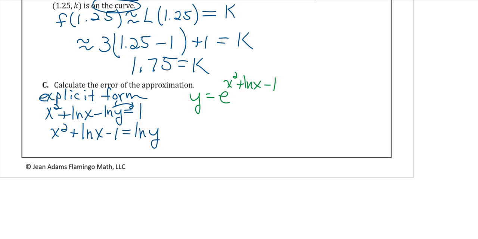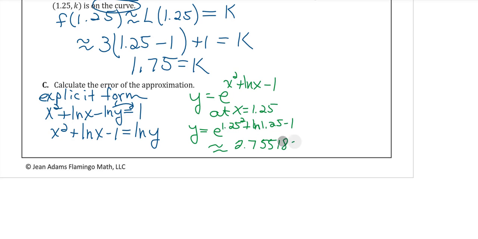So now we have an explicit form. So then we can say at x equals 1.25, and we can put that in our calculator. So we can direct substitute now. But you can just put that in your calculator. This is approximately equal to 2.755183. So now we can do our error analysis.